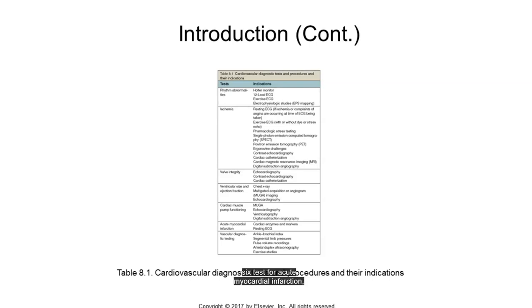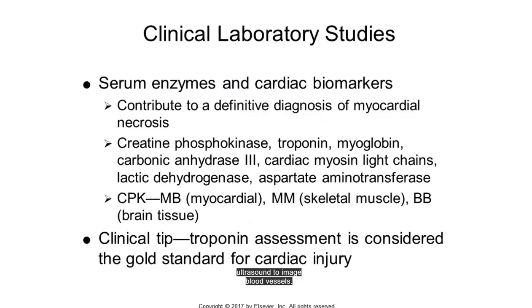6. Tests for acute myocardial infarction, including cardiac enzymes and markers and resting ECG. And lastly, 7. Vascular diagnostic testing, such as ankle brachial index, segmental limb pressures, pulse volume recordings, and arterial duplex ultrasonography, which uses both Doppler and ultrasound to image blood vessels.